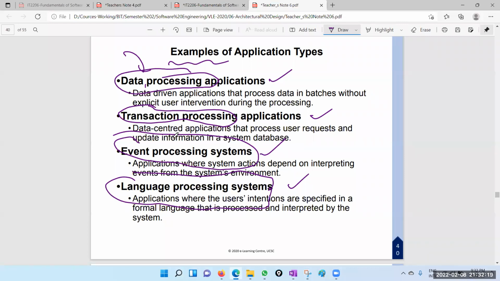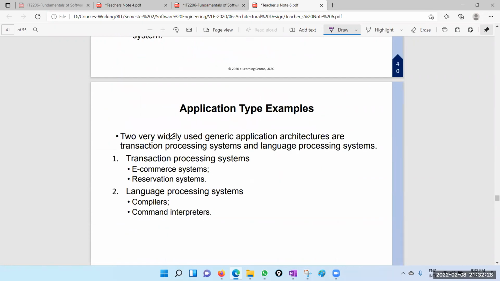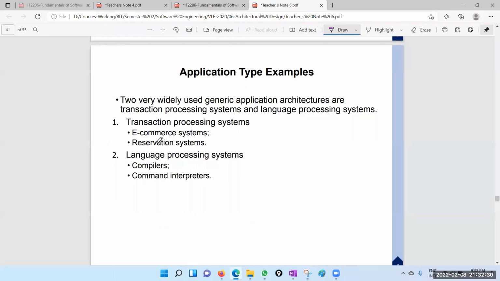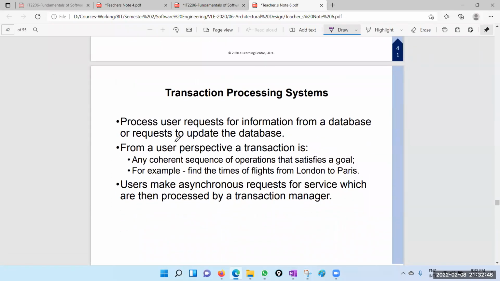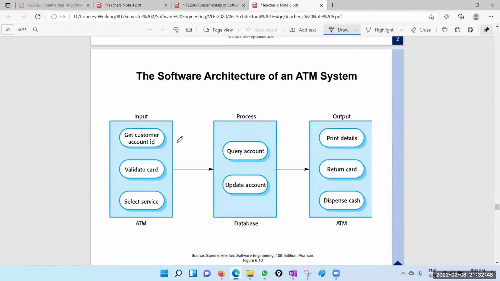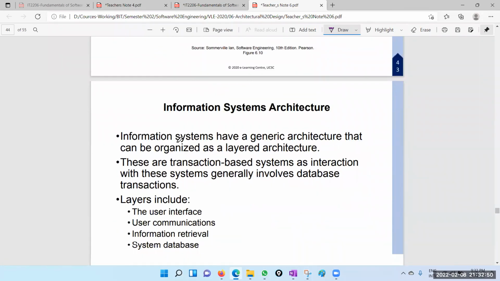And for different types of applications, there are different architectural patterns or architectures or mixtures we have to go for. So they have given examples: reservation system, e-commerce system, they are transaction processing. Compilers, command interpreters. That is not natural language, this is more programming language processing. So they are language processing. And you know what a transaction processing system is, etc.